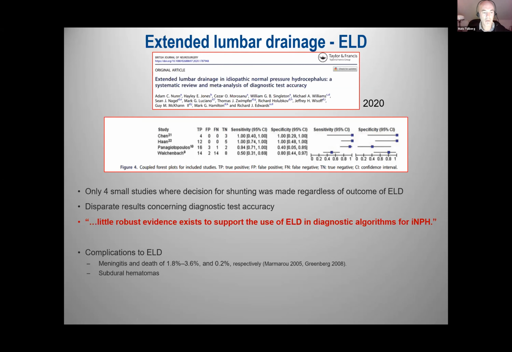There are some complications to ELD reported, meningitis and death, as you can see, and also subdural hematomas. And the disadvantage with the ELD is that you have to have the patient in a hospital bed for 3 days. So it's a little bit more cumbersome.